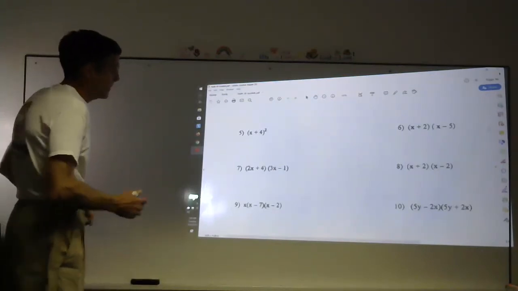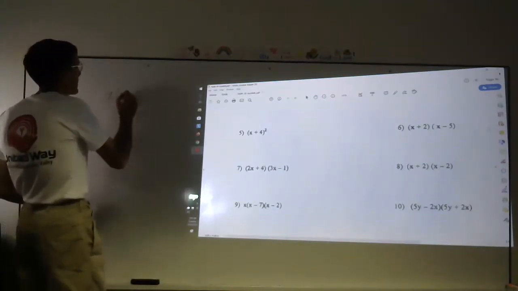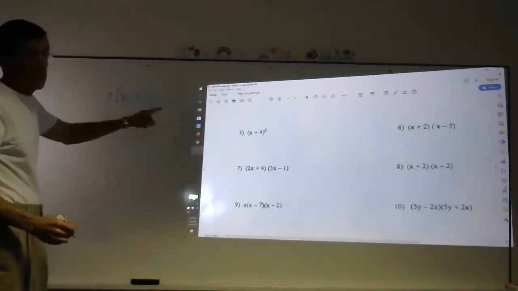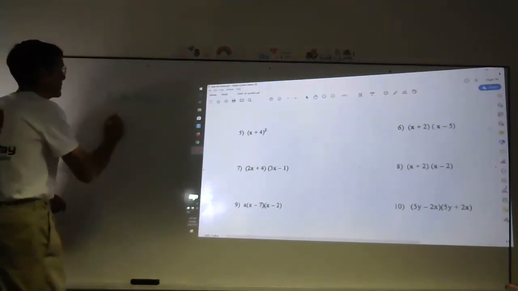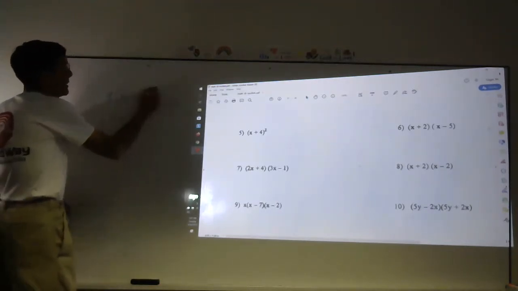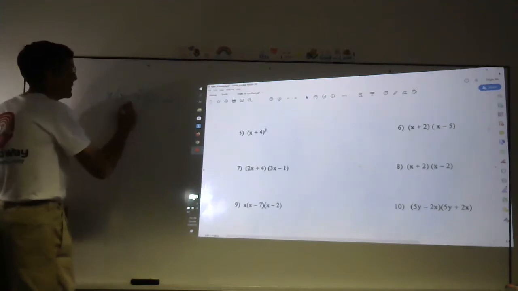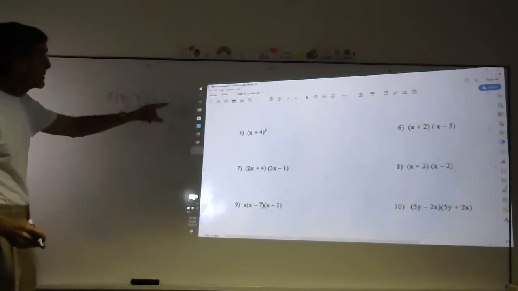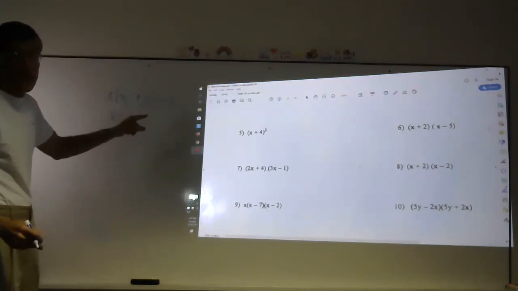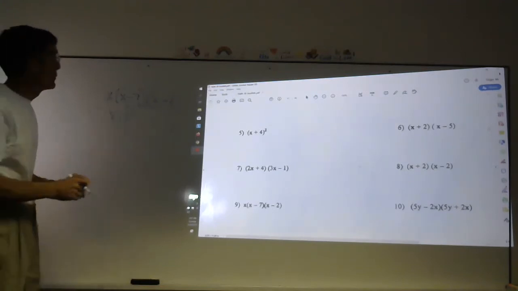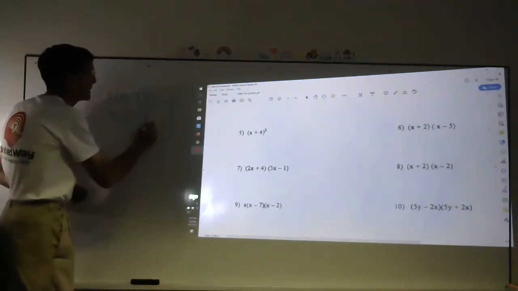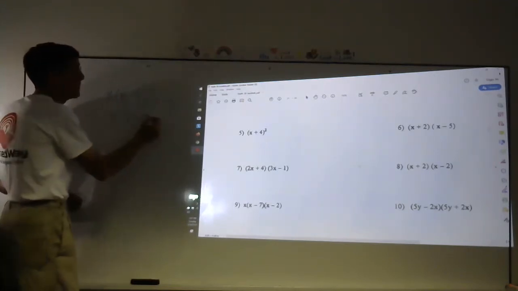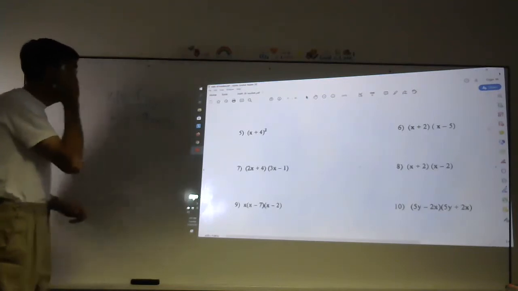Number 9, I've got x minus 7, x minus 2. I'm going to do the FOILing first. So here we go. First terms, x squared. Remember these two. The outers, negative 2x. The inners, negative 7x. Negative 7 and negative 2 is negative 9x. The last terms, negative 7 times negative 2. Two negatives make a positive 14.